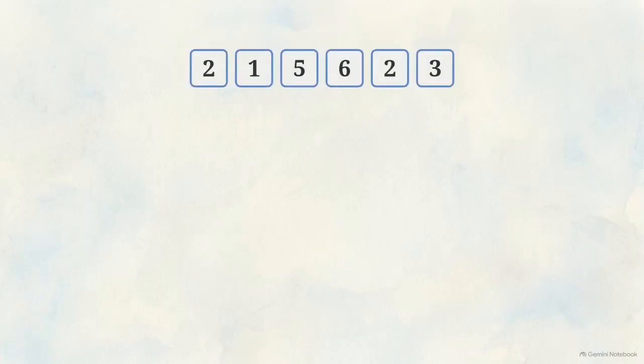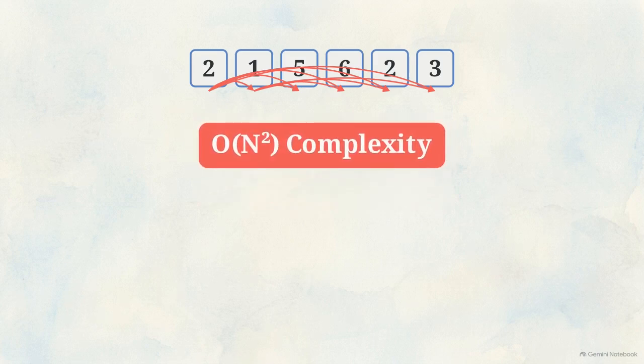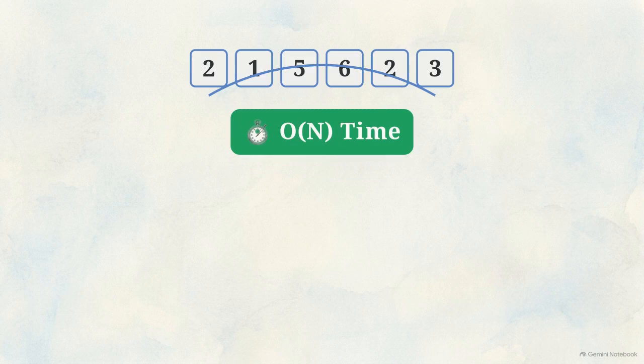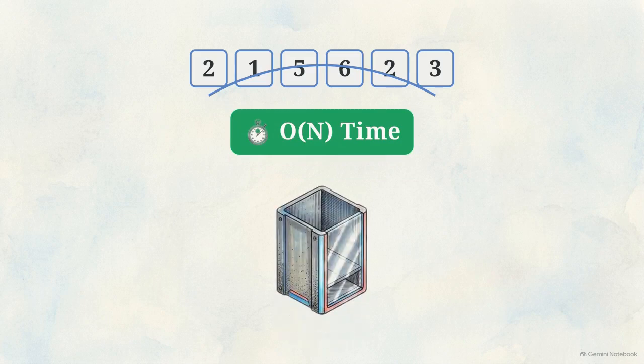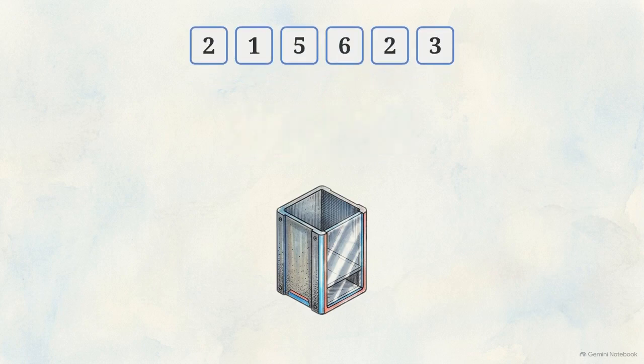Stacks also allow us to optimize complex problems, like finding the next greater element. A naive search would check every future element, resulting in an O(n)² time complexity. We can reduce that to linear time by using a monotonic stack. A monotonic stack enforces a sorted order within the container.